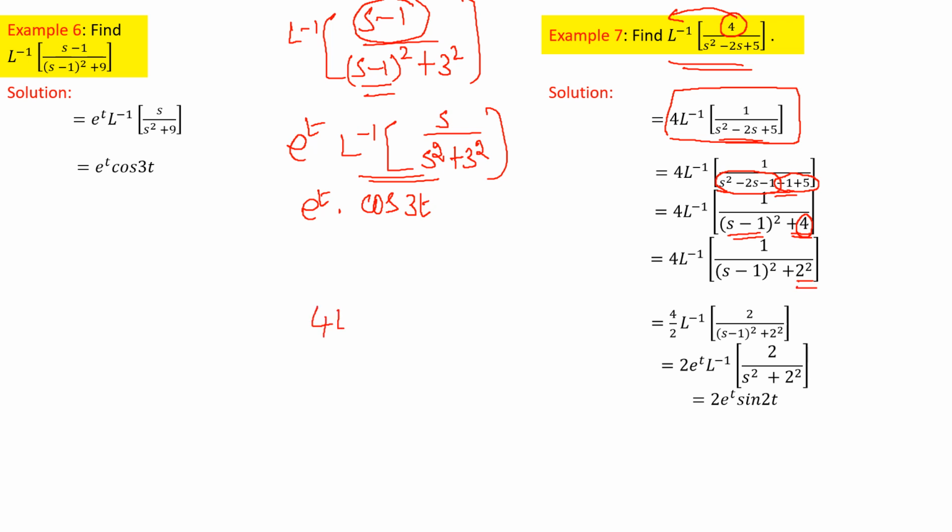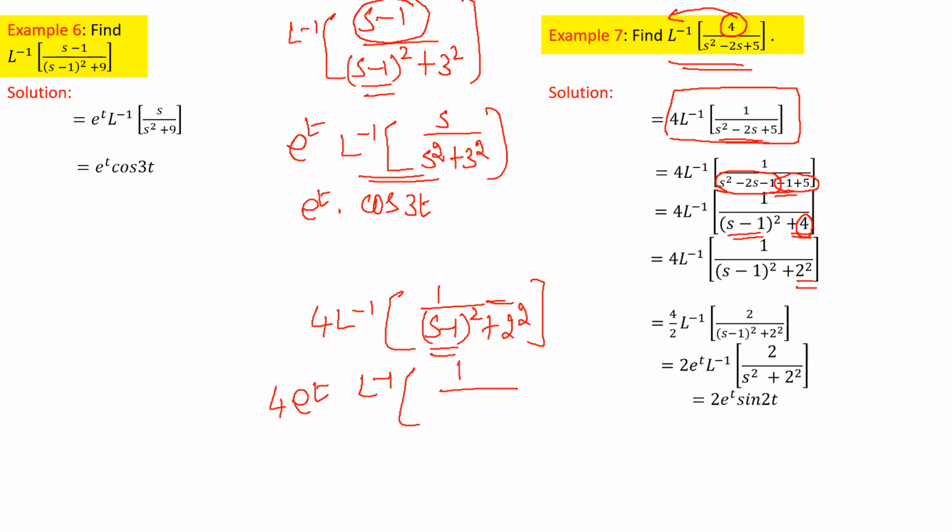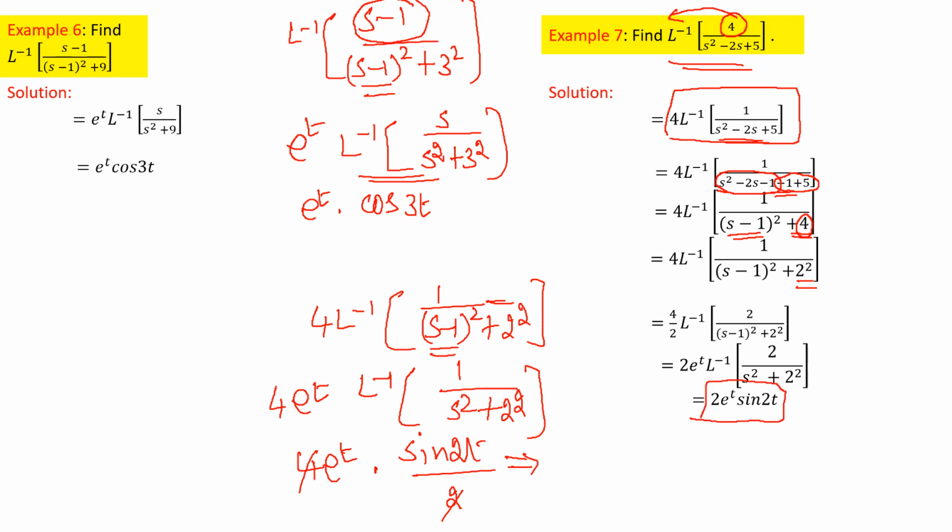So we have now 4 into L inverse of 1 by s minus 1 power 2 plus 2 power 2. So see the denominator, I have s minus 1. So this is going to be 4 e power t. Then we have the remaining term 1 by s minus 1 the whole square now will become s power 2 plus 2 power 2. So this is 4 into e power t. By taking L inverse, this is nothing but sine 2t divided by 2. By cancelling 4 and 2, we will get the final answer as 2 into e power t sine 2t.